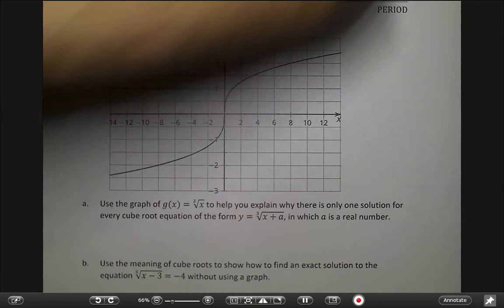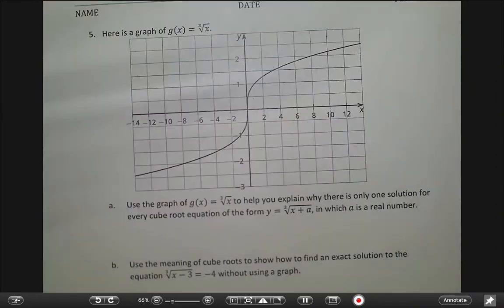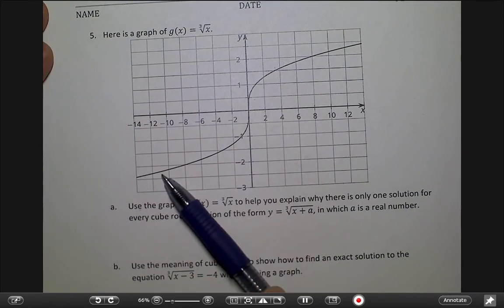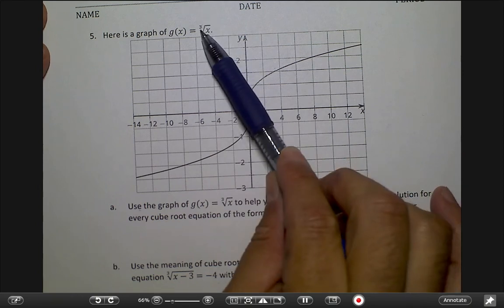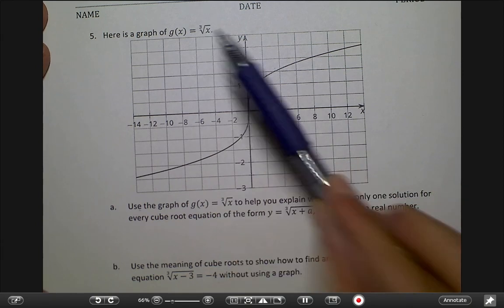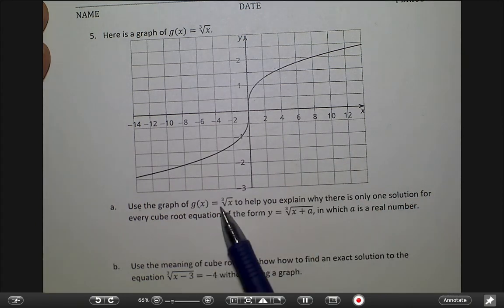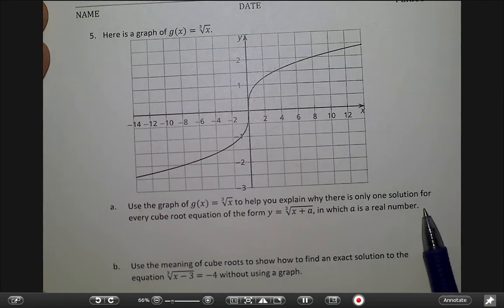All right, so let's take a look at this one here, please. So here is a graph of the cube root of x. The graph of the cube root of x. Use the graph here to explain why there's only one solution for every cube root.